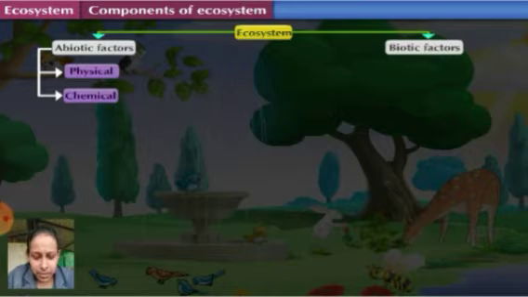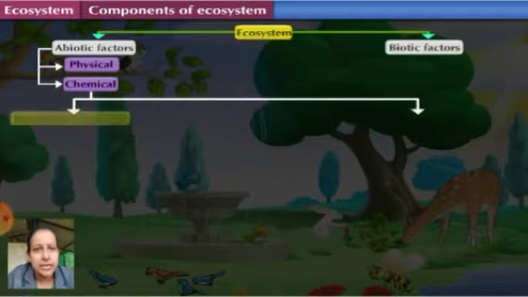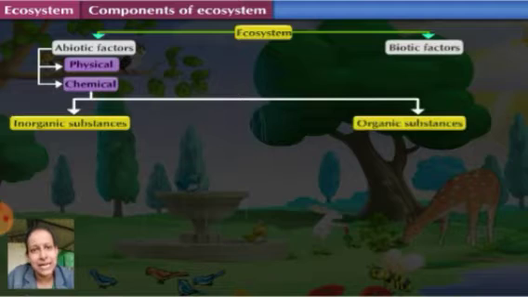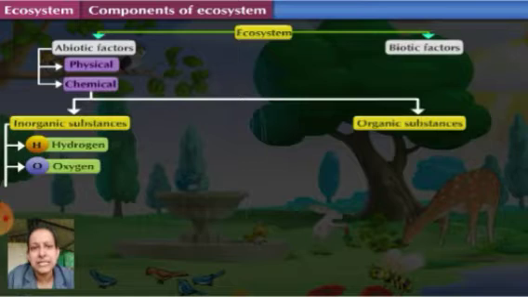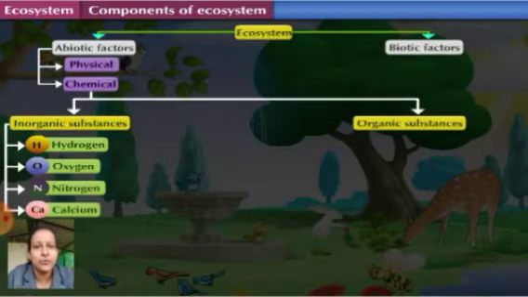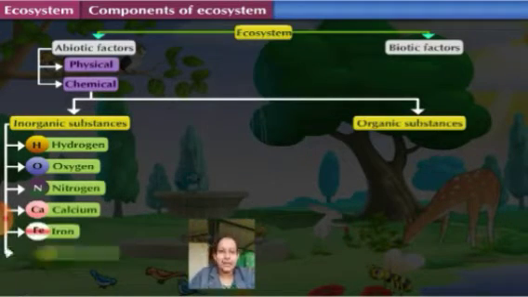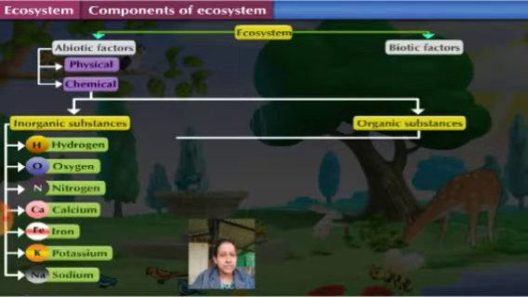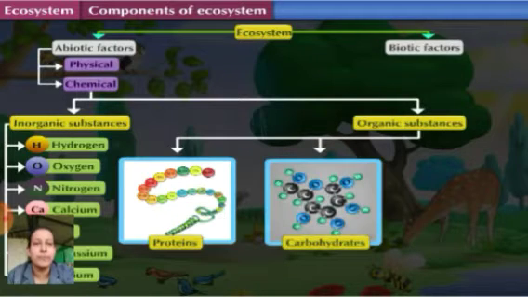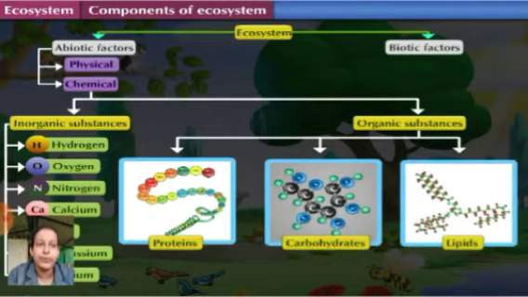Whereas the chemical factors are divided into two types, that is inorganic substances and organic substances. Inorganic substances are like hydrogen, oxygen, nitrogen, carbon, then iron, potassium and sodium. Organic substances are those substances which consist of carbon compounds, for example proteins, carbohydrates, lipids. All these are called organic substances.